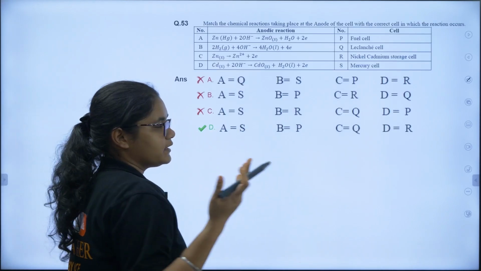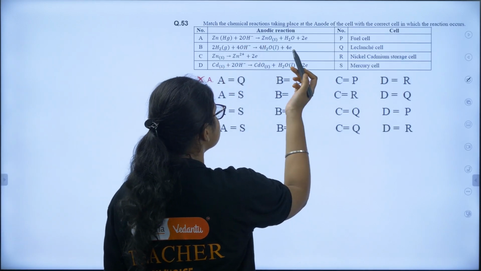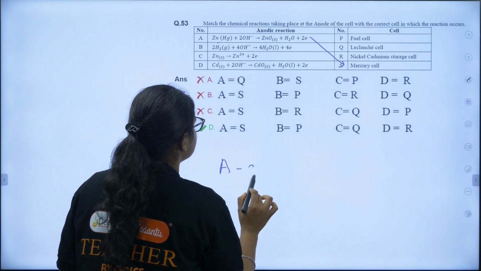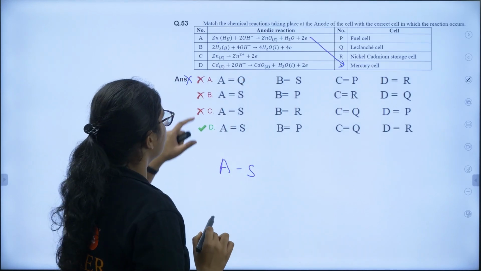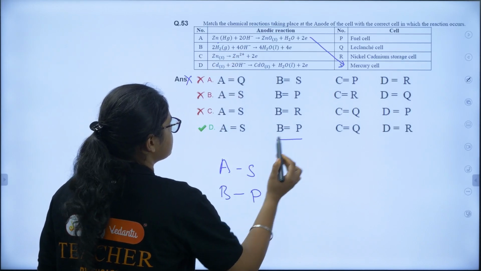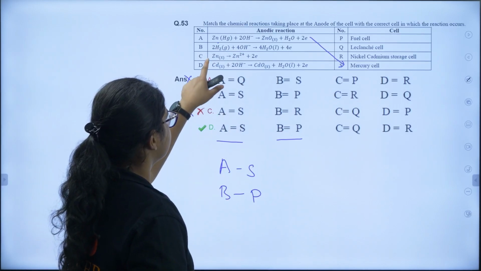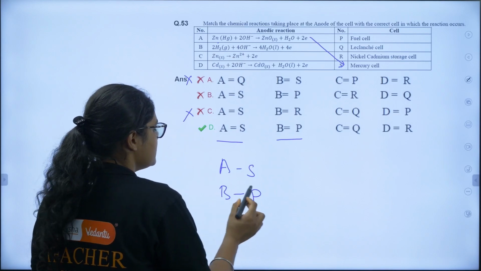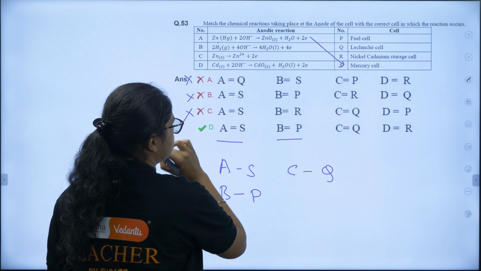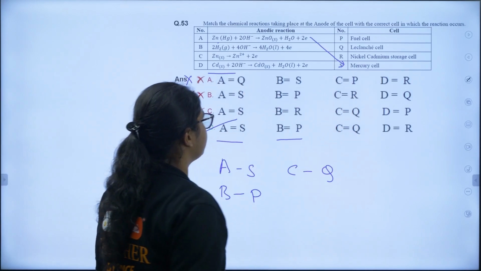This is a very easy question from electrochemistry, commercial cells. Zinc and mercury are there, so that will be a mercury cell. So we have A with S, and we can eliminate the first option. Then you have H2 and OH minus, so this is your fuel cell, so B is P. That is there in option ASBP, and we can eliminate this option. Now Zn and Zn2 plus is your Leclanche cell, so C is with Q, and this one also we eliminate. So the correct answer will be option number D. And the last one, D and R, is your nickel cadmium cell.